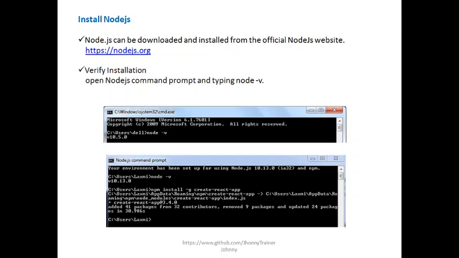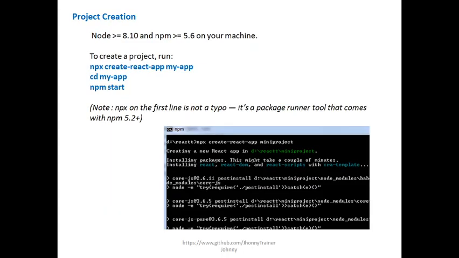We can install this in two ways. First one is we can use npm install -g create-react-app. Next one is create-react-app and the folder name, as we have done in our previous sessions. If your node version is greater than 8.10 and npm greater than 5.6, then you can use npx create-react-app and the folder name, and you can navigate to the folder and start it. So this is how we have done the basic installation.